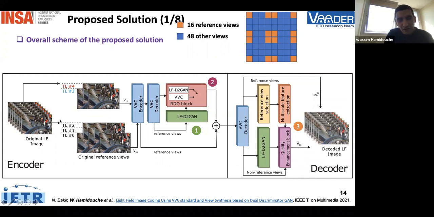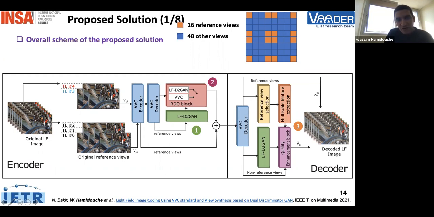First, at the encoder, they will be organized in several temporal layers. As we can see here, these are the reference views organized in 3 temporal layers, and the no reference views in blue are organized in two temporal layers. So both reference and no reference views are encoded by the VVC encoder in this hierarchical coding representation into 5 temporal layers. And then the reference views are sent to the decoder. So the reference views encoded with VVC are sent to the decoder.